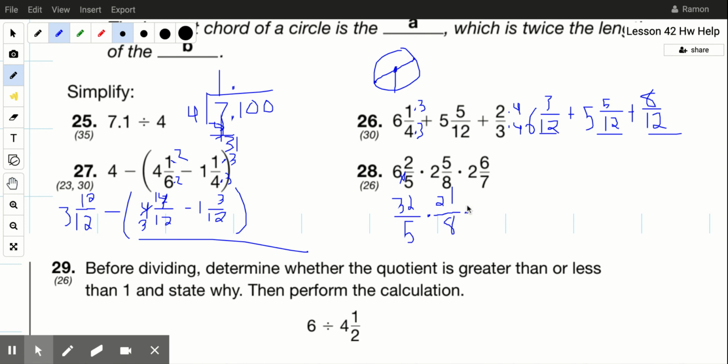Once you've done that, you can either cancel and multiply or multiply and simplify. I prefer canceling and then multiplying, but that's just me. What do I know? I'm just a math teacher.